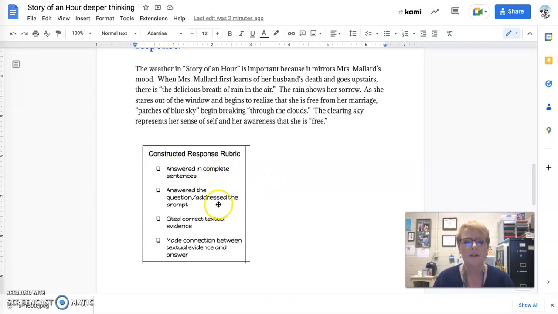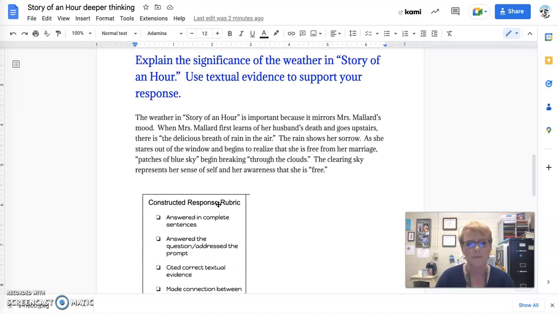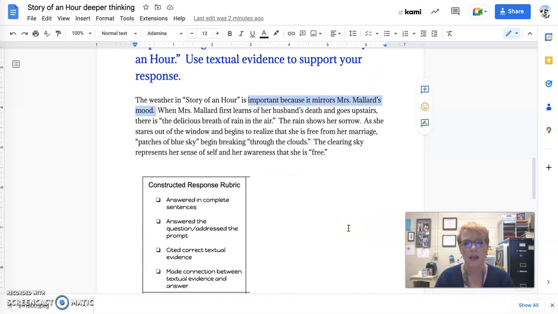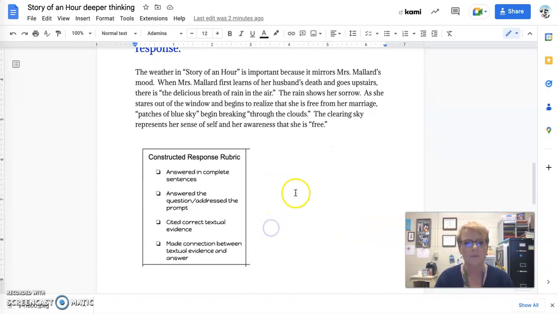The second point is earned because you've addressed the question or answered the prompt. In this response, the writer has clearly connected the weather to the significance of the text. They've said it's important because it mirrors Mrs. Mallard's mood. So in the opening sentence, we've answered the question.